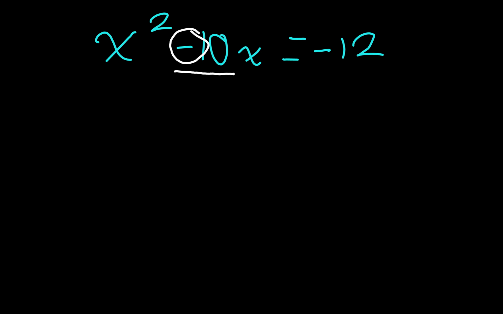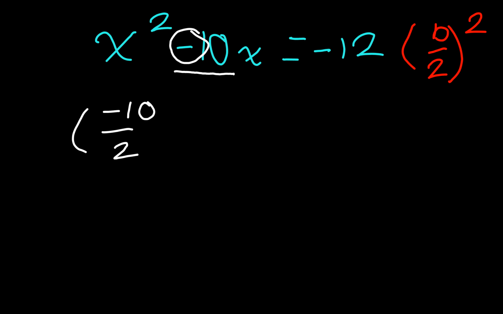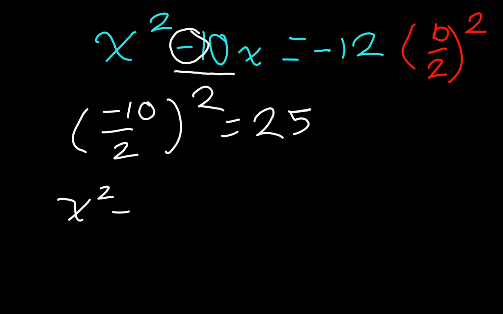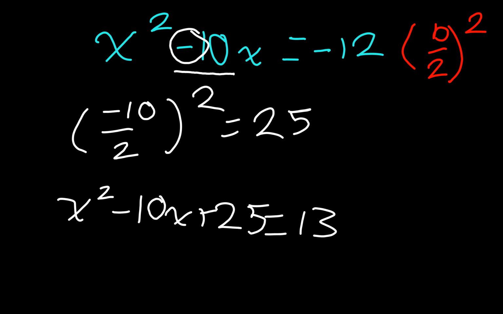So you'll use this equation for completing the square: b over 2 squared. So we will take, as we said, the negative 10. So that is our b value. Negative 10 over 2 squared. So what we get is 25. So what we do from here is x squared minus 10x plus 25 is equal to 13. Because what you do to one side, you must do to the other.